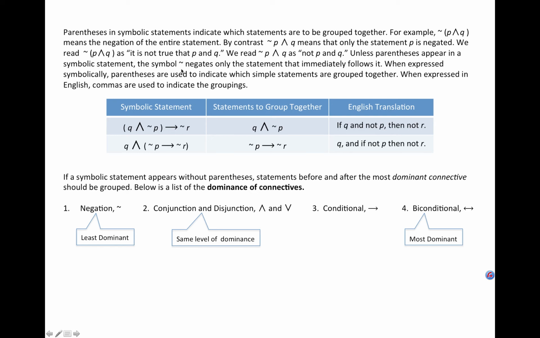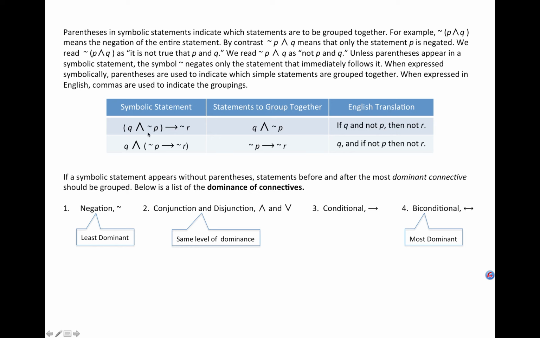When expressed symbolically, parentheses are used to indicate which simple statements are grouped together. When expressed in English, commas are used to indicate the groupings. Here's a table that illustrates the groupings using parentheses in symbolic statements and commas in English statements. Again, it's the English that we've got to really be careful of.